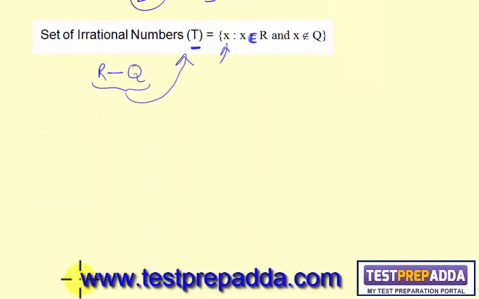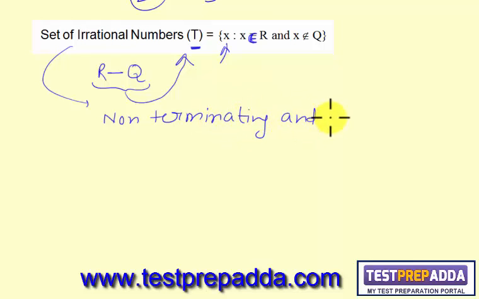Now, the decimal representation of an irrational number is non-terminating and non-repeating. Let me write non-terminating and non-repeating.